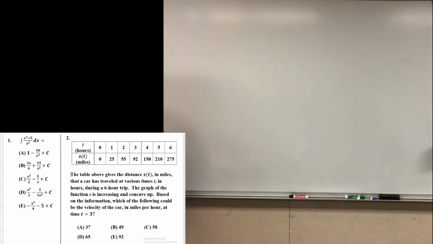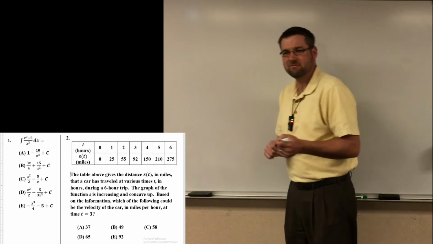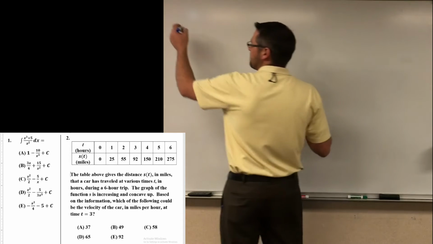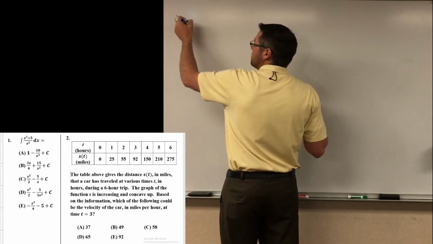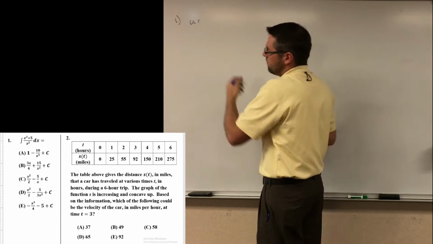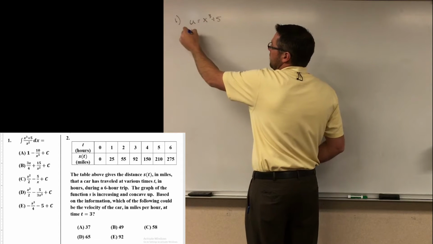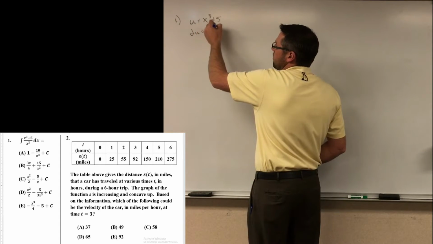All right, number 1. How did you attempt this? I distributed the negative squared power to the top. Some might try u substitution. What would be the u that you would try? x cubed plus 5, and that would allow du to get me the x squared that I need.